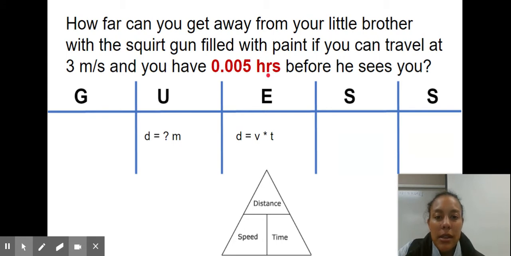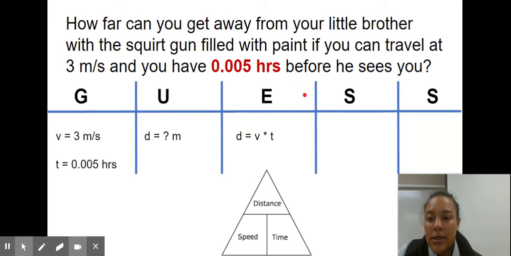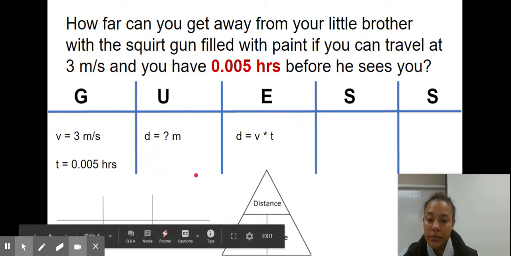Why can't I just leave it that way? Because my speed is meters per second. Those time units are not going to nicely cancel out with each other. So I need to make sure I convert my hours to seconds in order to fit this unit over here. Hopefully that makes sense for you. So I've laid out my givens. I know that's there. I need to change my time. So I'm going to use dimensional analysis. And here's my little setup.